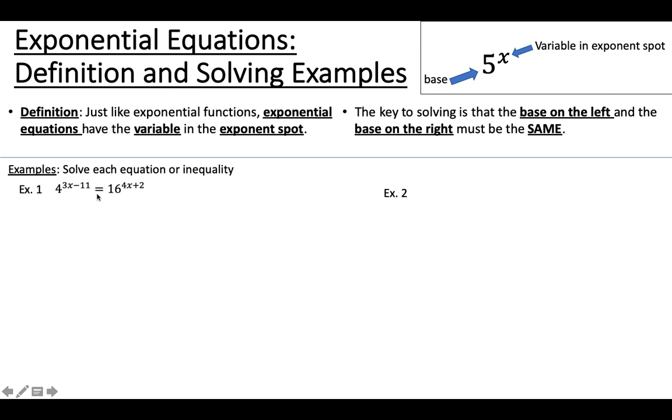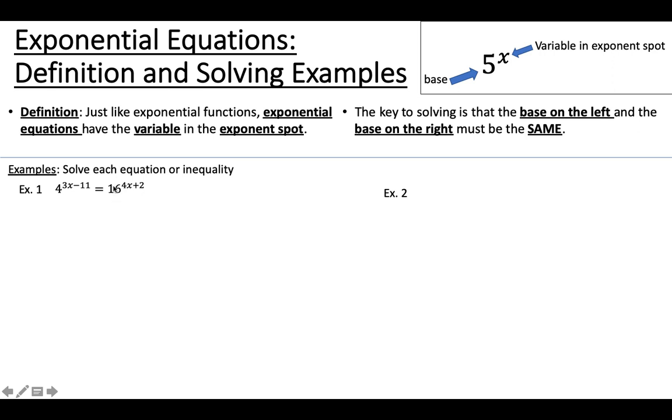We're going to solve this equation right here. We've got 4, and then in the exponent spot, 3x minus 11 equals 16, and that's got 4x plus 2 in the exponent spot. So, maybe some of us recognize, hopefully we do, maybe we don't, but that's okay, that 16 is 4 squared. And that is not a coincidence, because we need these bases to be the same. This base is 4, this base is 16. Right now they are not the same, but we do need them to be the same to get through this problem.